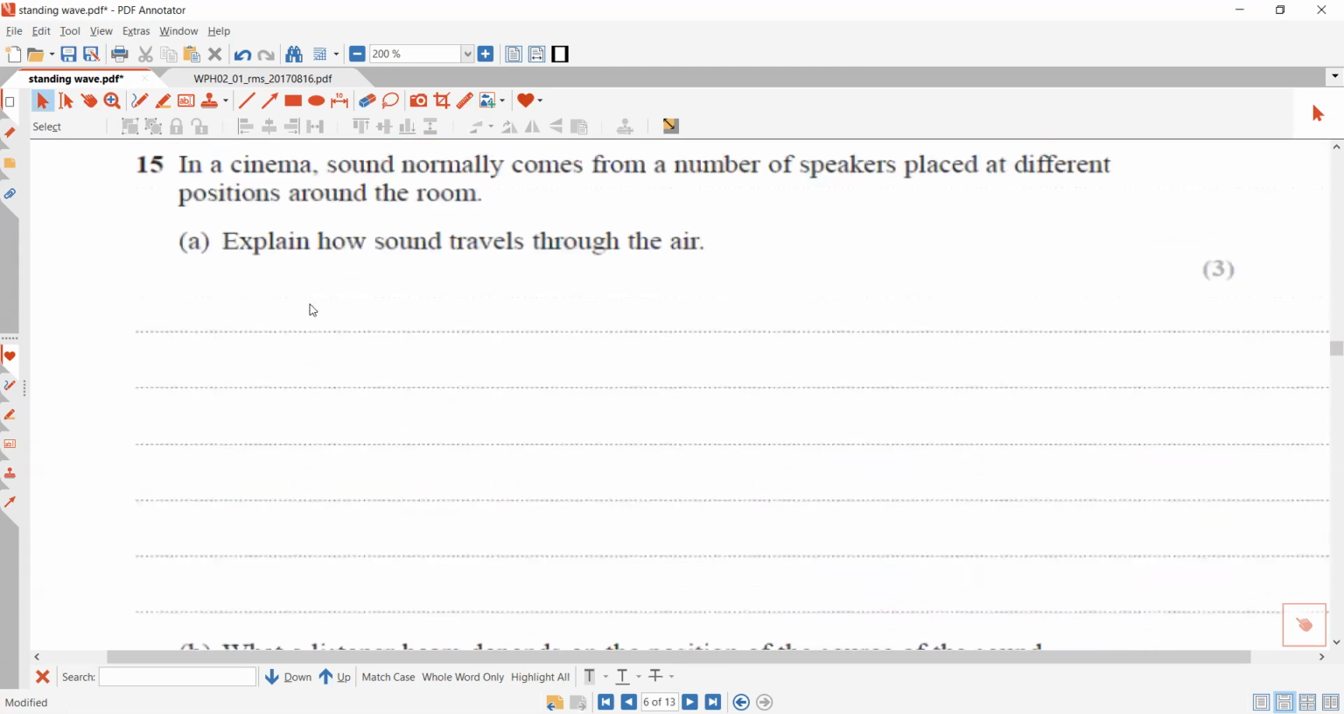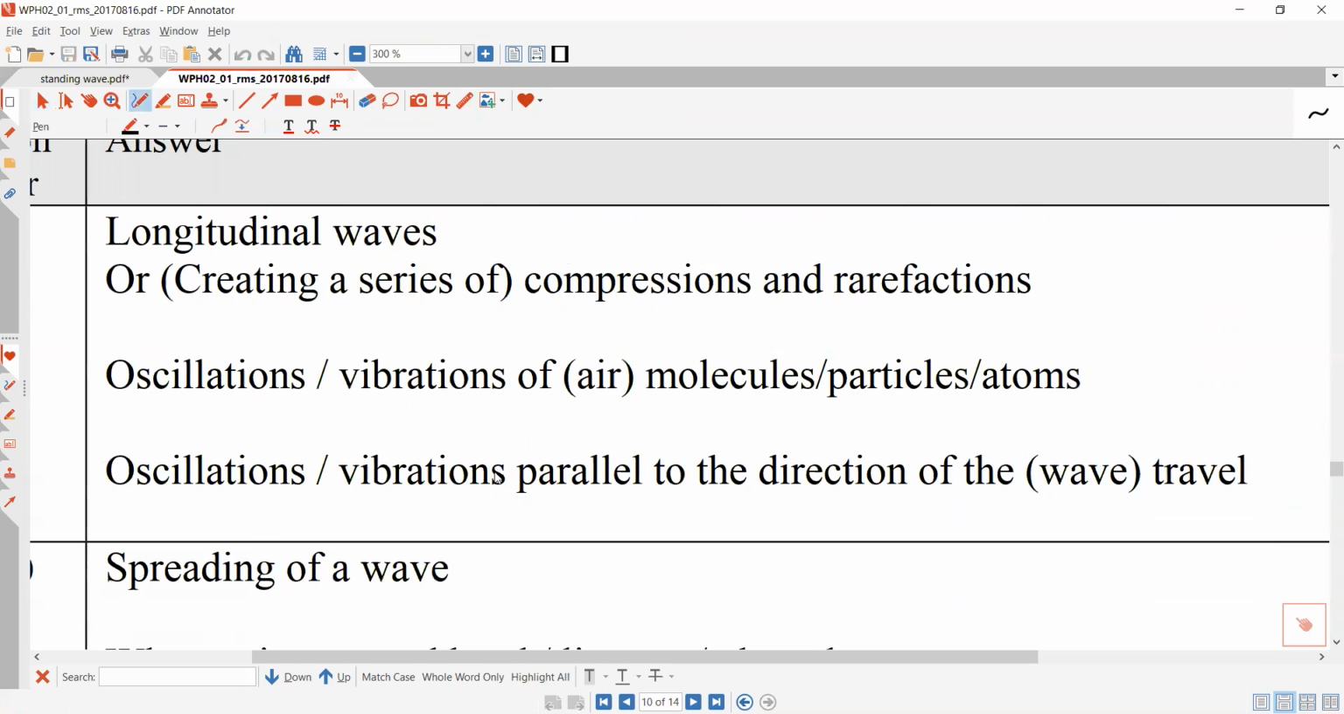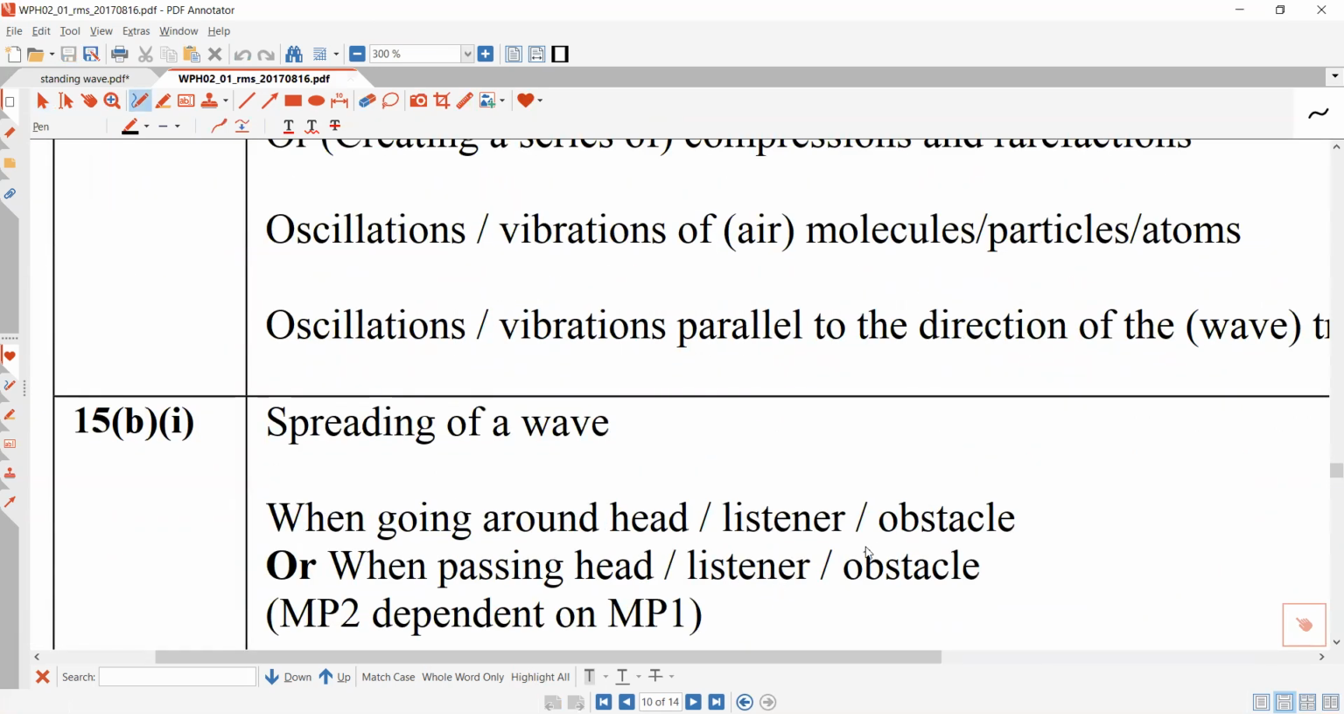Which year is this? Yes, same. Question number 15. Let's see the mark scheme. Spreading of waves when going around the head of the listener, obstacle. You have to use the word obstacle. You have to use spreading of waves because they already use the word diffraction over there. So you have to use the word what? Spreading of waves when there is an obstacle.